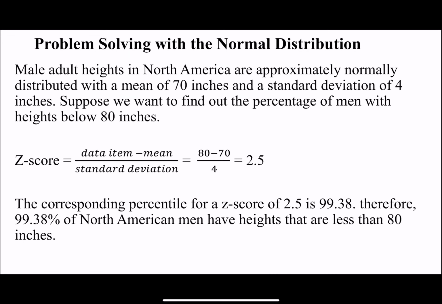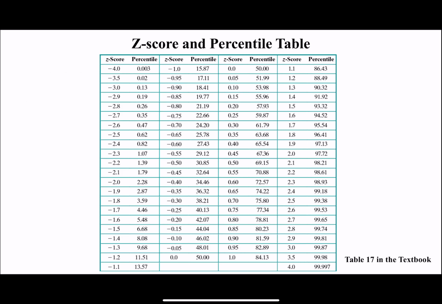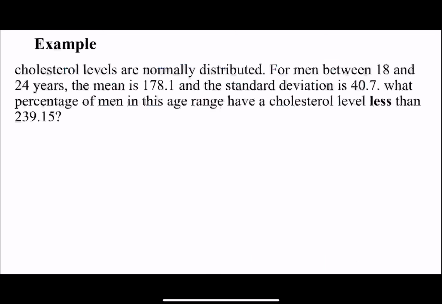Okay, so the percentile in the table I found is 99.38. So it means almost 99.38 percent of North American men have heights that are less than 80 inches. Okay, that is the meaning of percentile. So don't worry, whenever we are given a question that wants you to find the percentile, this table will be given to you. So in that example, you found the z-score 2.5, and here is the percentile corresponding to this z-score.